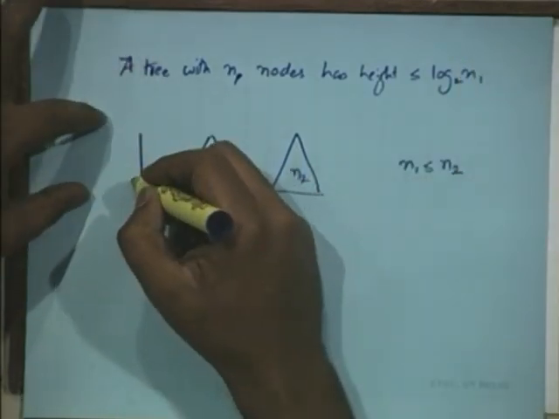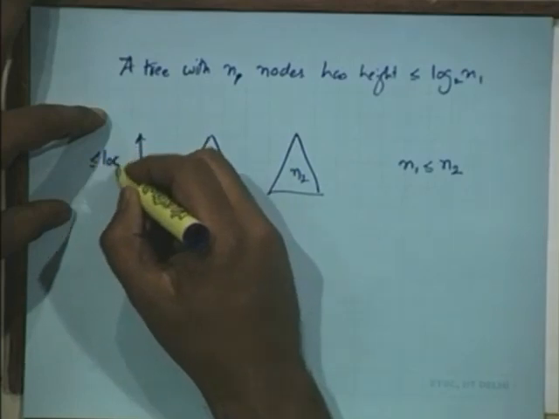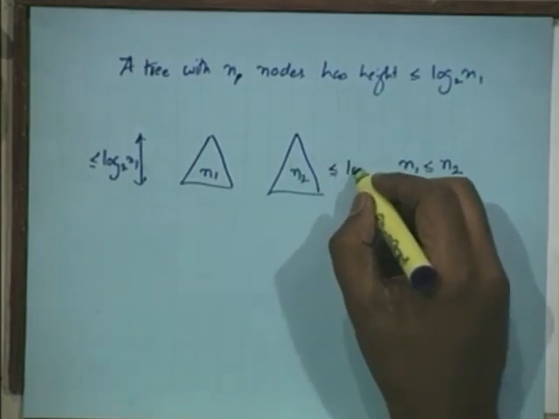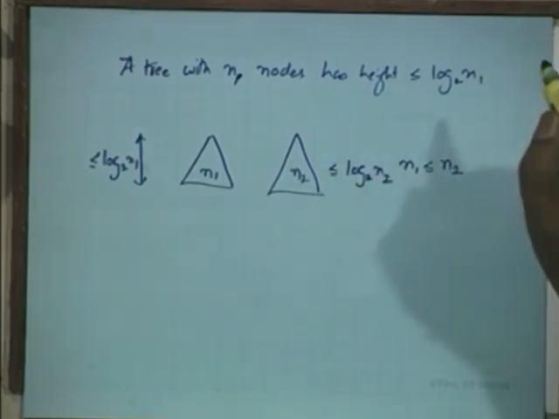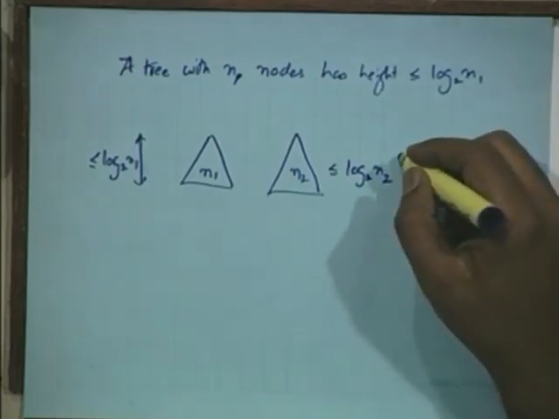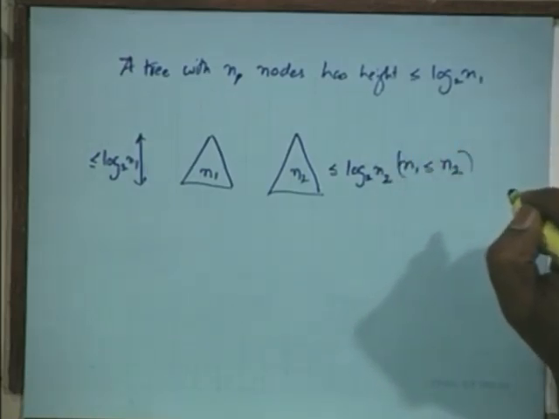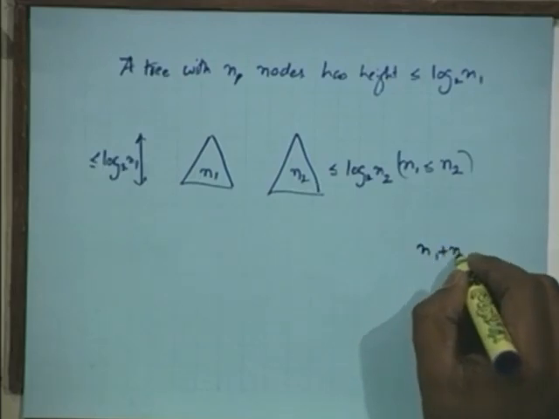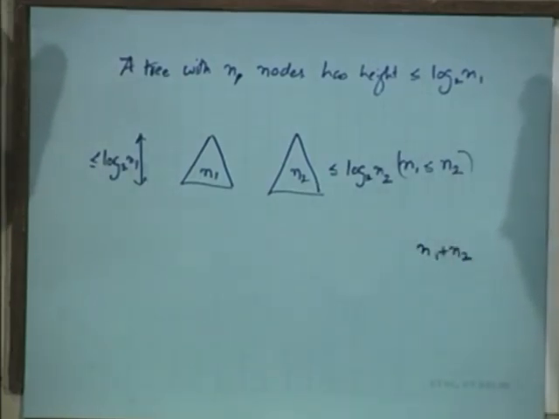That means that this tree's height is less than or equal to log of n1 and this tree's height is less than or equal to log of n2. Okay, everyone with me? Now we have to show that as a consequence of this, I will get a new tree with how many nodes in it? n1 plus n2 would be the number of nodes in the new tree. So I have to argue that its height is no more than log of n1 plus n2. Let's see whether that is true.